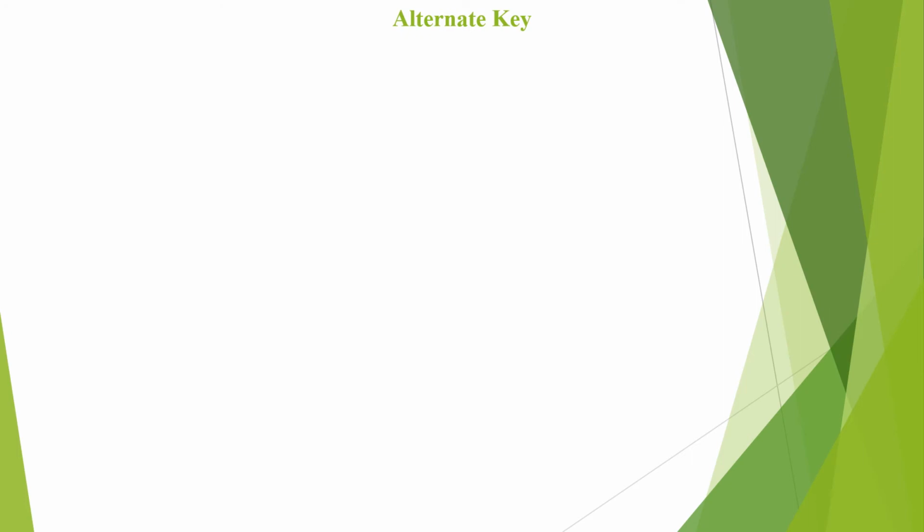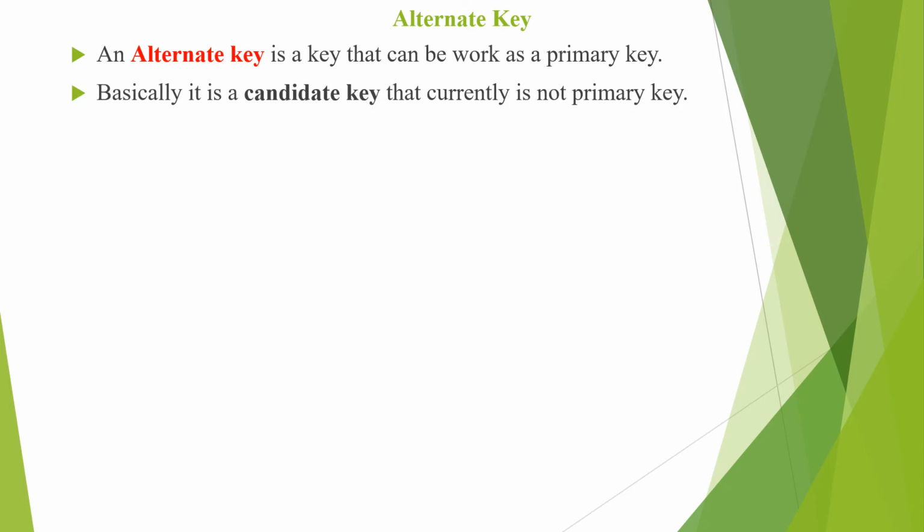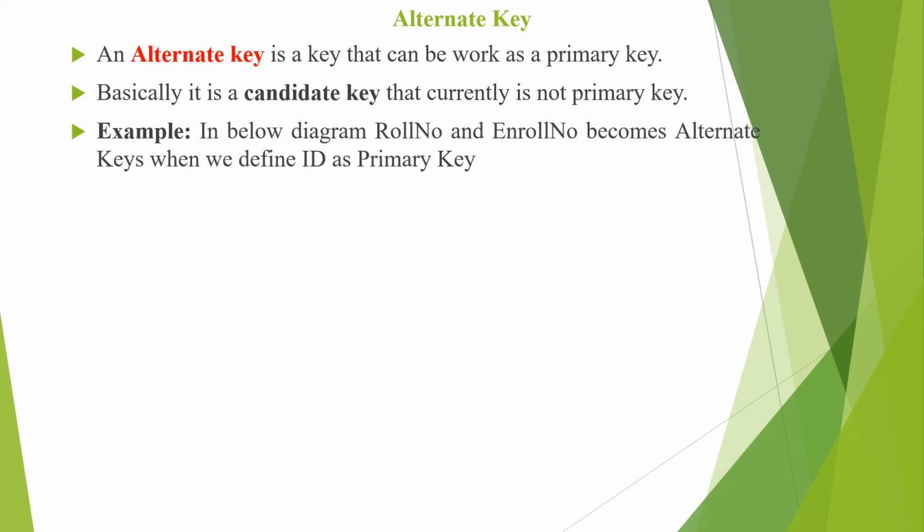The next key attribute is the alternate key. The alternate key can be defined as follows. An alternate key is a key that can work as a primary key. Basically, it is a candidate key that currently is not a primary key. For example, in the diagram below, you can see we have a roll number as well as an enroll number. ID we have already made the primary key. So this roll number and enroll number can be alternate keys.